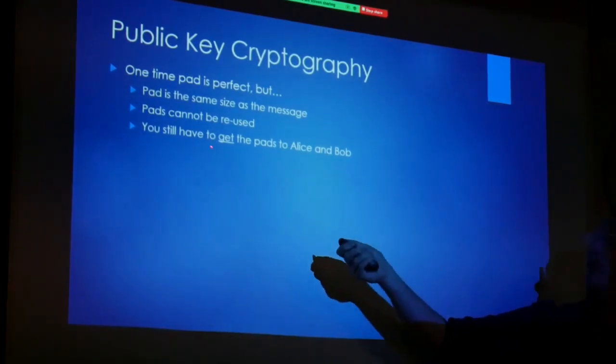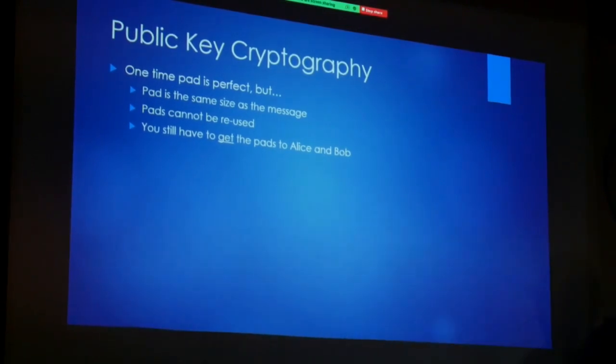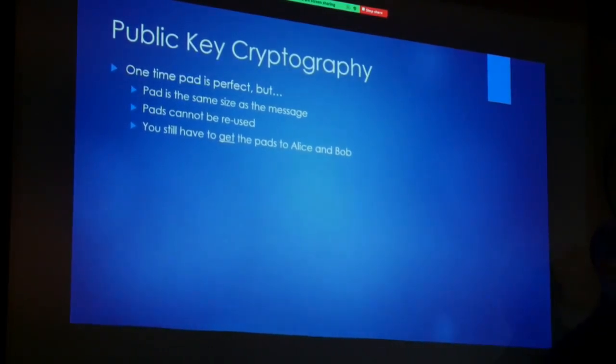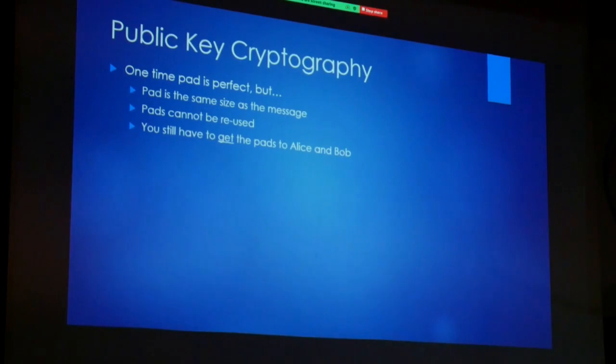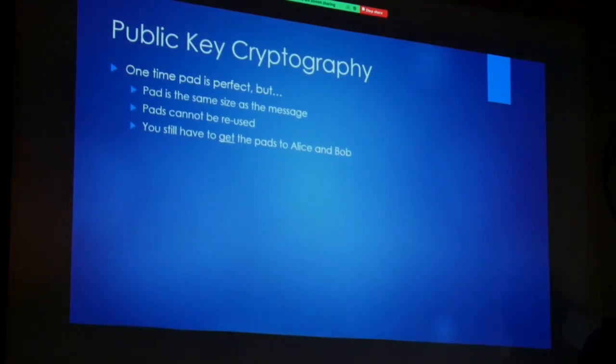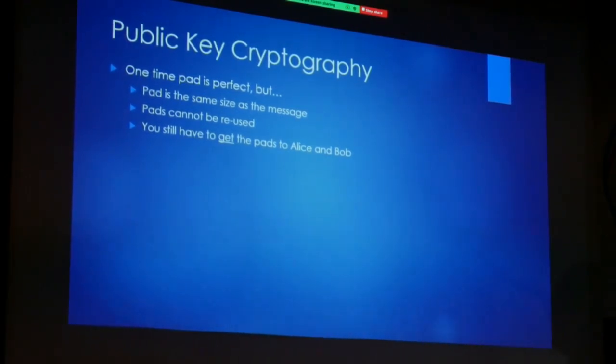Plus, this important thing: you still have to get the pads to Alice and Bob. Someone has to deliver those pads to them. If I'm a spy, someone's got to show up at my house with a new pad, or I've got to take it with me and hope I don't get stopped at the airport, right? So we don't like that. Okay? So cryptography algorithms attempt to use a small key.